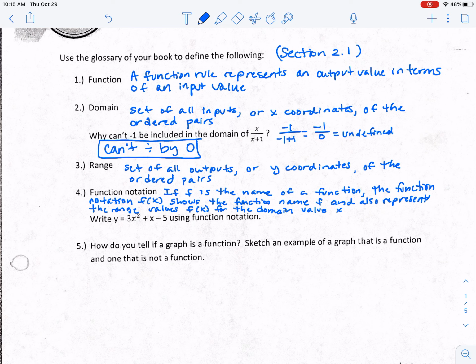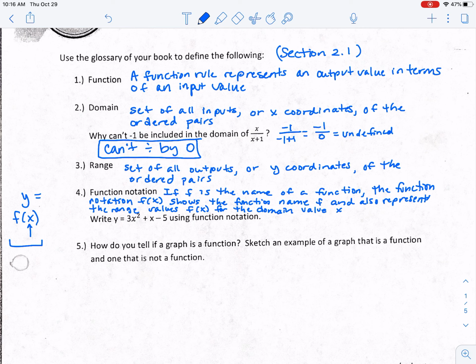Okay. So function notation, you guys have already kind of been aware of this. It's kind of like, well, if you have a y equals, how do I write that in function notation? Well, if f is the name of the function, that function notation f of x shows that the function name is f, and it represents the range values f of x for that domain of x. In other words, x is your input. F of x is the output. So if you're substituting in an x, you get an f of x as your output.